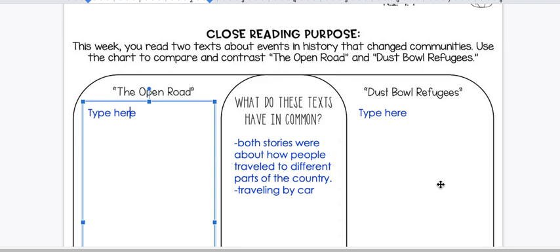Okay, so I want you to think and write those differences on your own. Go back in the stories and see what you annotated. So time period and the big event of each story. Those are the two differences.